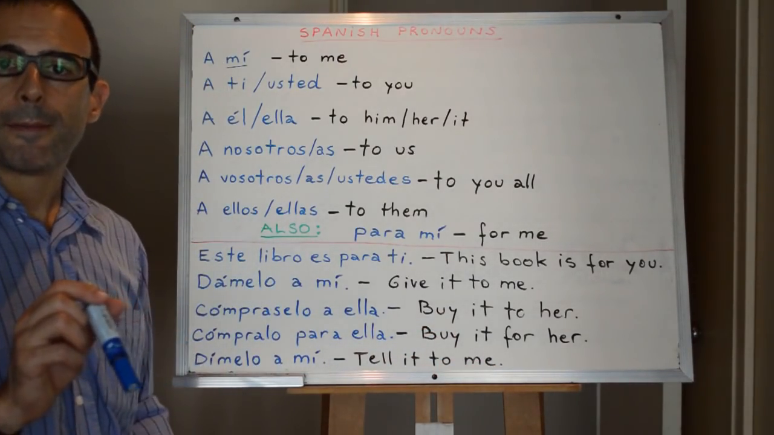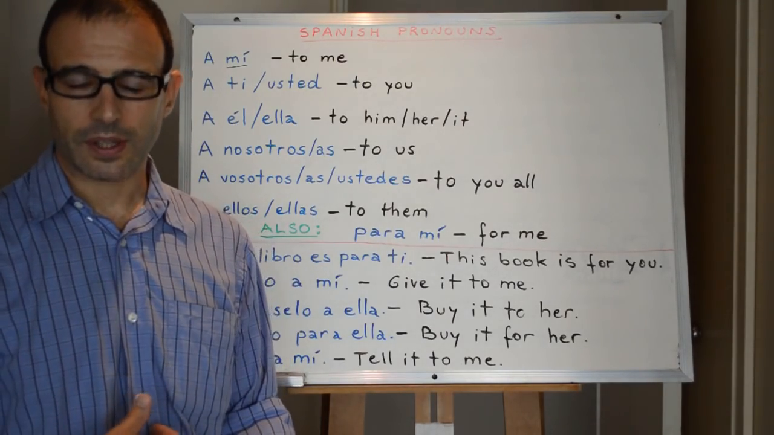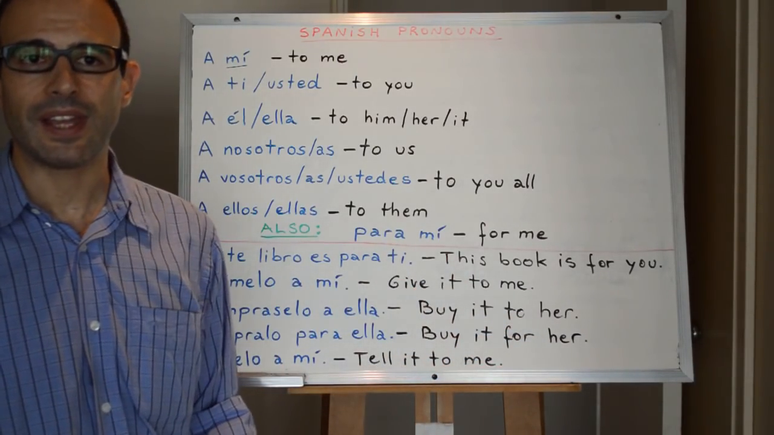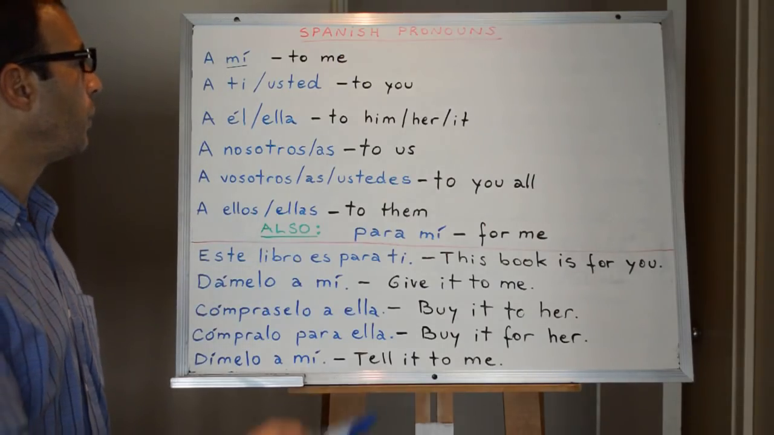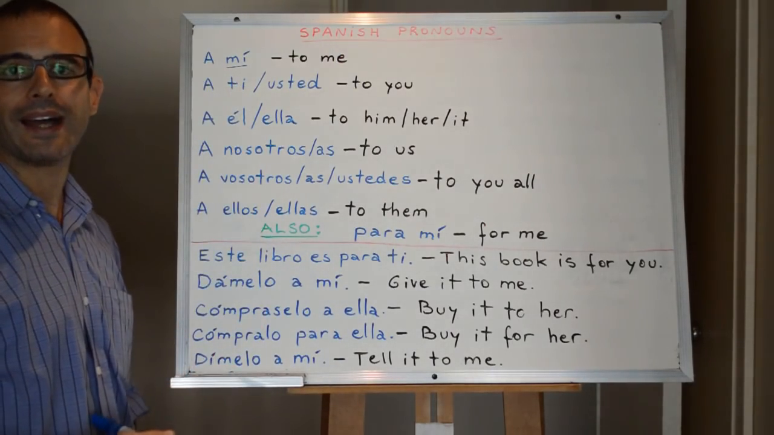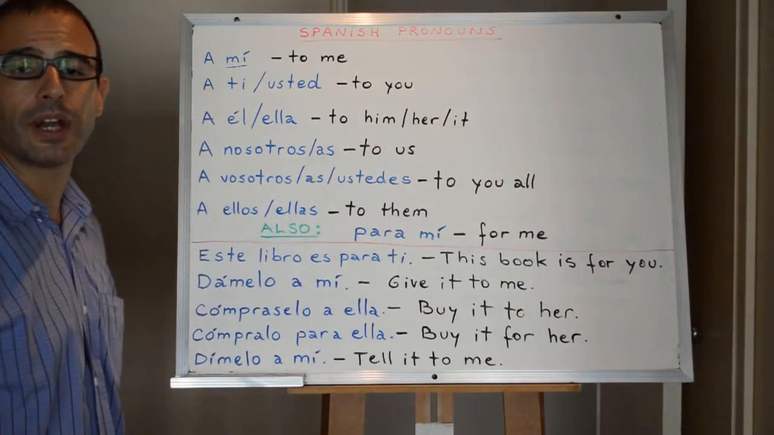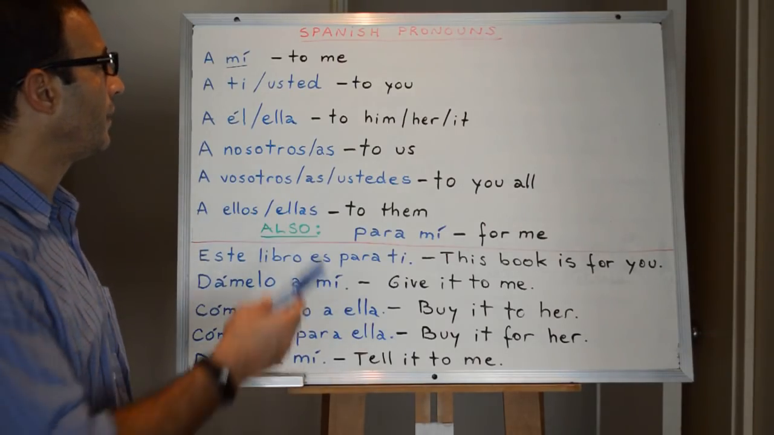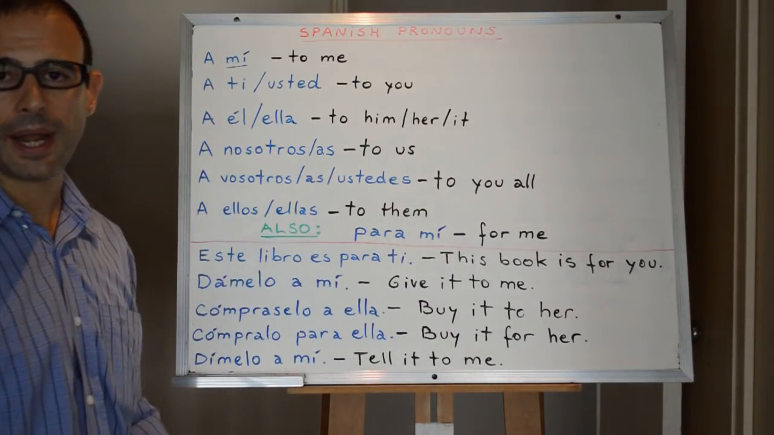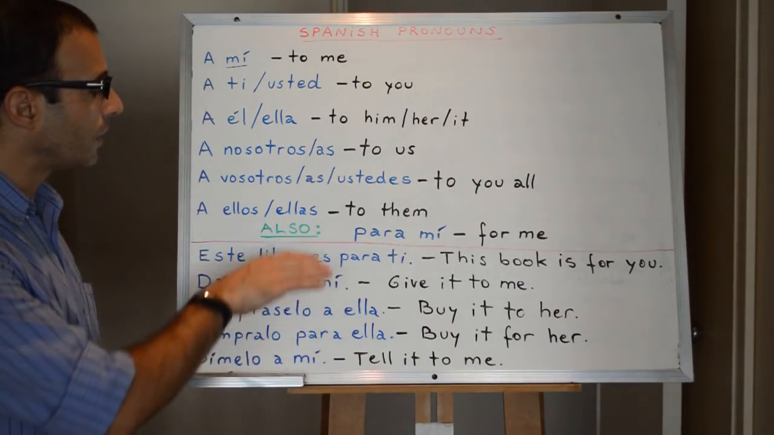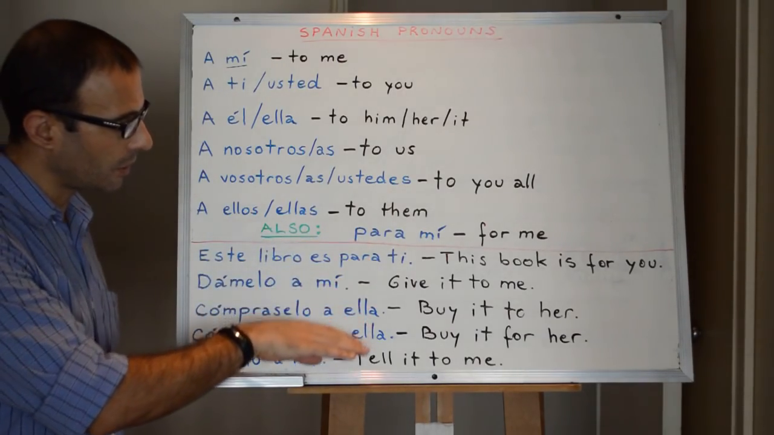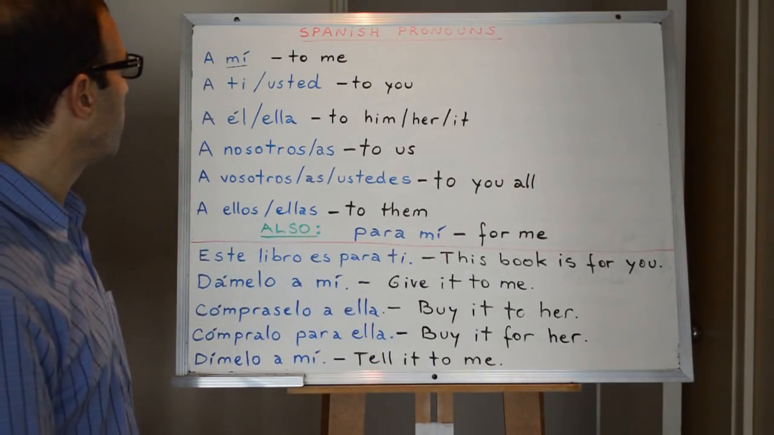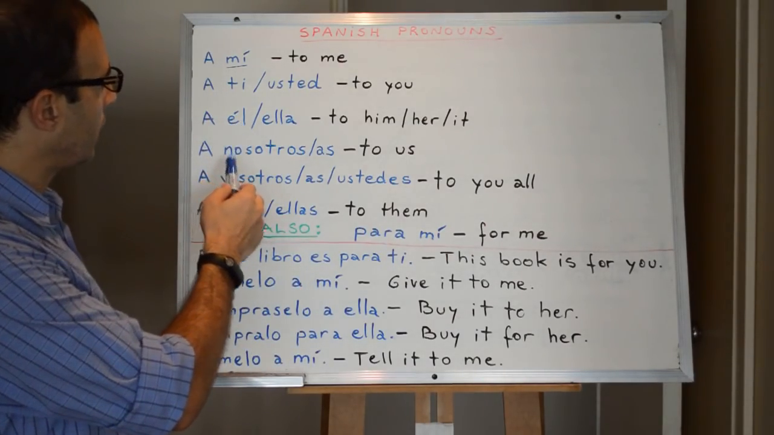So, remember this. If we want to say this is for you, we will not say esto es para tú, right? We will say esto es para ti, or a ti, to you, never a tú, and never a yo or para yo. It is a mí or para mí, okay? So, in a few minutes we will go through these examples and you will see this in a very clear way.